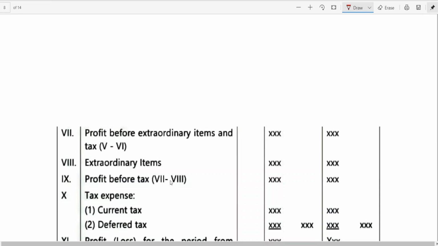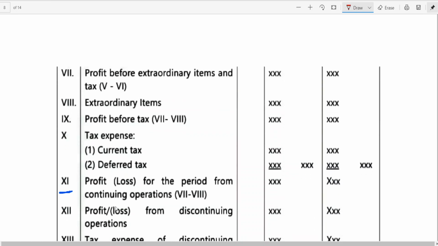From profit, I think this is not required. You got the clarity. From profit before tax, current tax means the tax which you should pay this year. Deferred tax means the tax you should pay in future. If you adjust that, then you'll get profit or loss after tax actually. But I think this is a very rare case you'll come across.